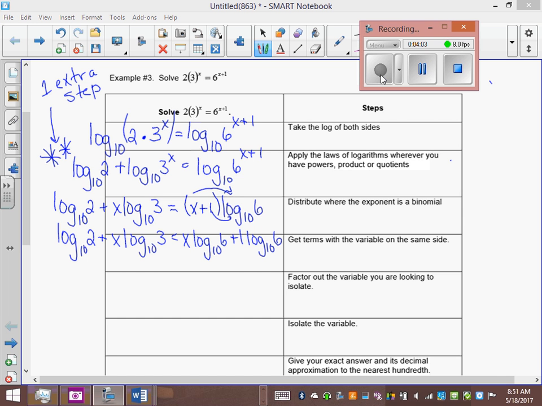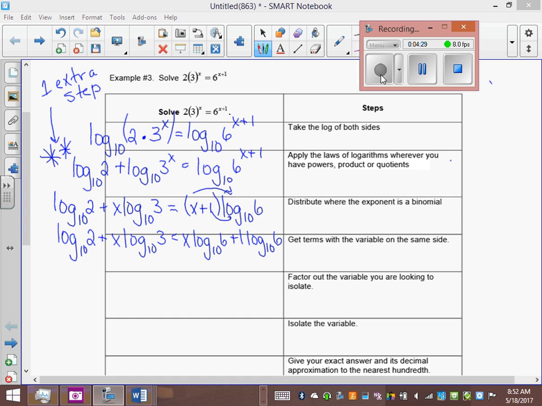What was our next step? Take out an x. Can't take out an x until any term with an x has to be on one side, and any term without an x has to be on the other side, so that we can take that x out. You're right. So you can pick and choose which side you want. It doesn't matter. I can move this x over here or this x over here.